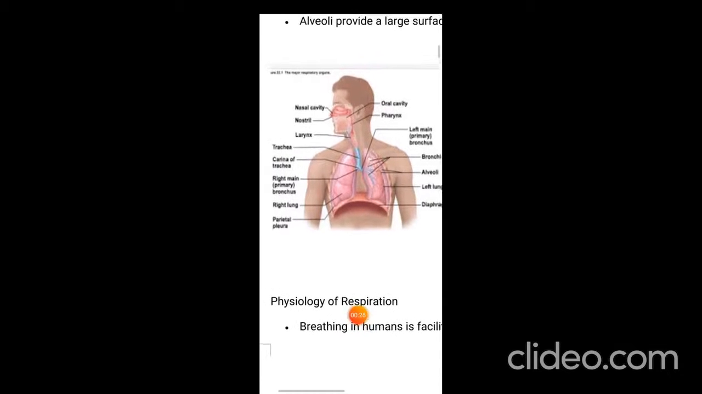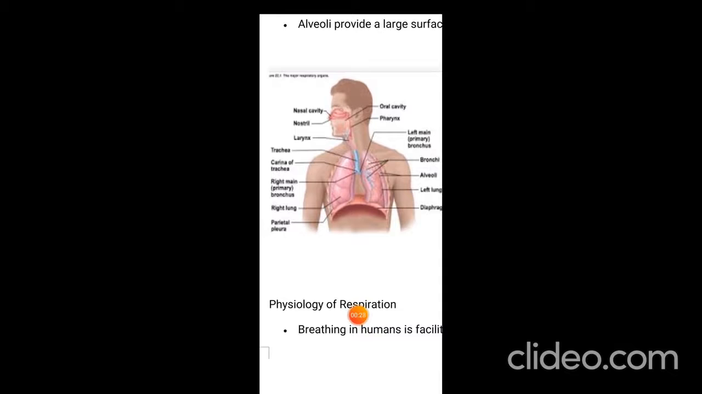As you know, observe the diagram very carefully. The air we breathe will enter the lungs through the nasal cavity. Before the nasal cavity, we have the nostrils. Through the nostrils the air enters the nasal cavity. Through the nasal cavity the air will go into a separate system which is known as the respiratory system in humans.